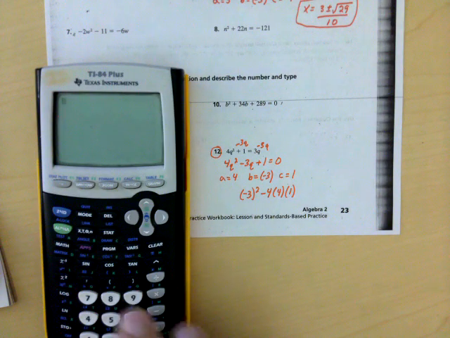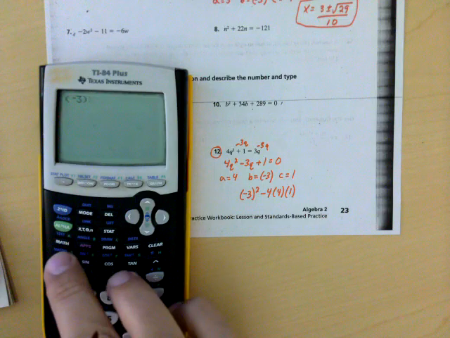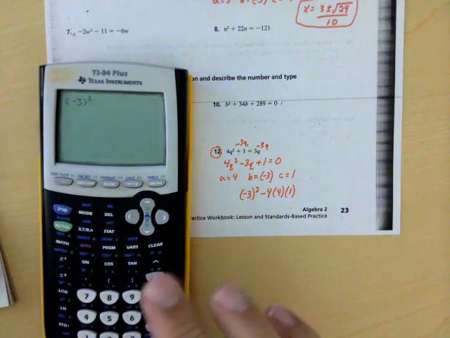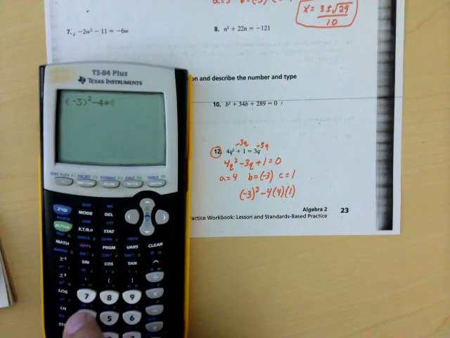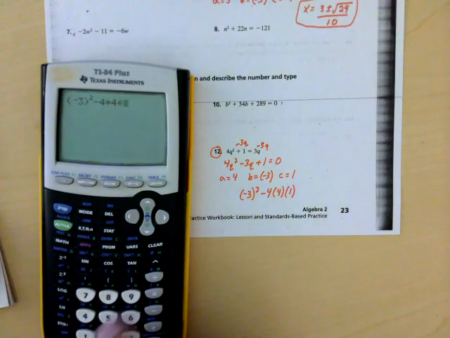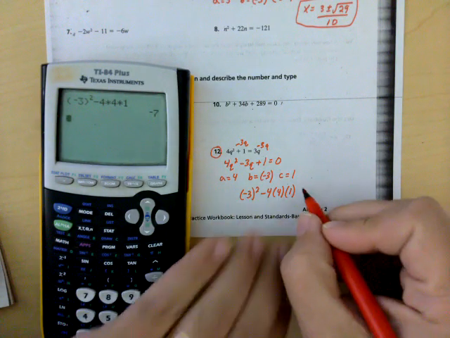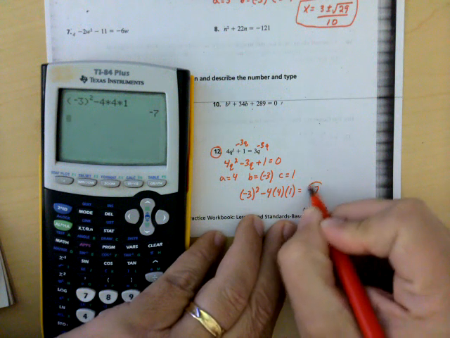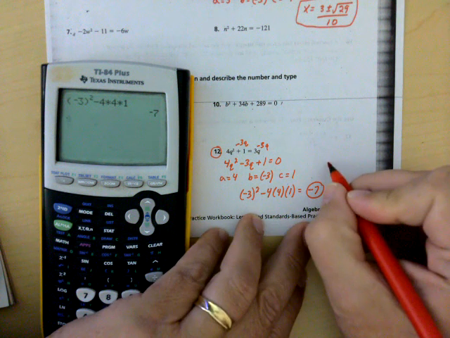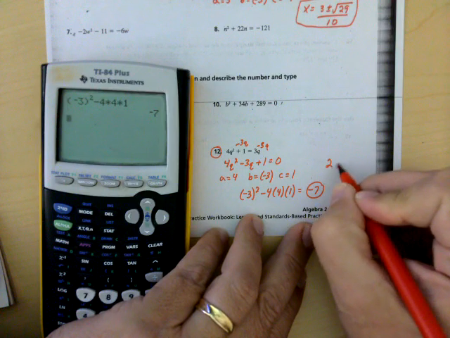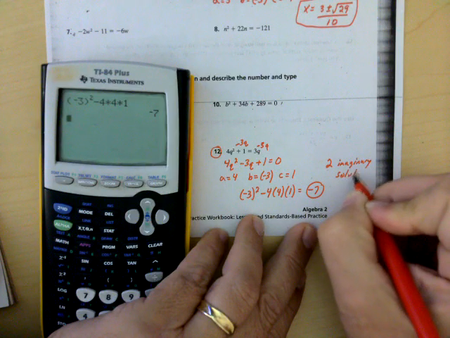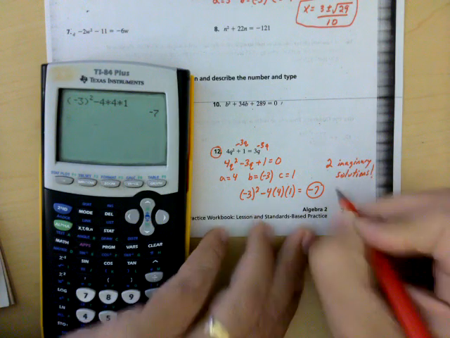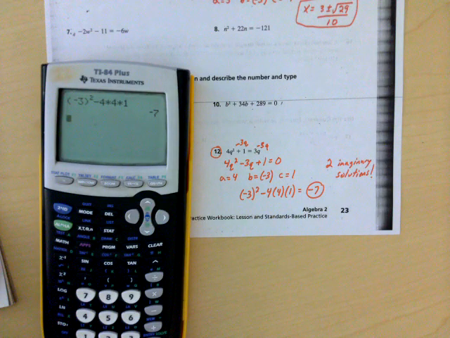Probably could do that one in your head. It's not too bad of numbers, but I'll type this in the calculator. We have negative 3 in parentheses squared minus 4 times 4 times 1. That's going to be 9 minus 16, which is a negative 7. So this value is a negative 7. So that tells you there are 2 imaginary solutions. And we know that because square root of a negative number is an I.